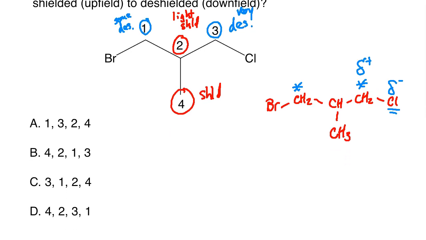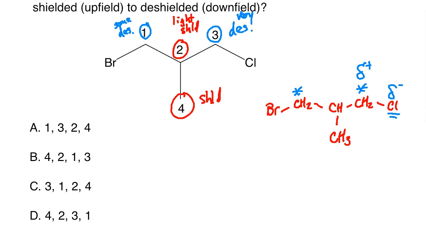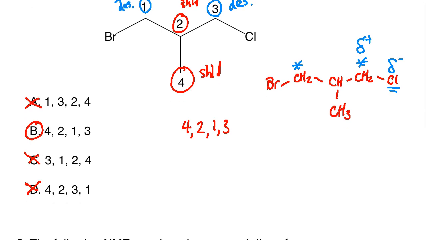So of the choices, how should we arrange this? Well, let's just go straight for the correct answer here because we've already ranked it. So 4 would be most shielded, then 2, then 1, and then the most deshielded, or the one that would have the highest ppm, would be number 3. And so we see that answer B is correct here. 4, 2, 1, 3 would be the order based on the analysis that we just did.